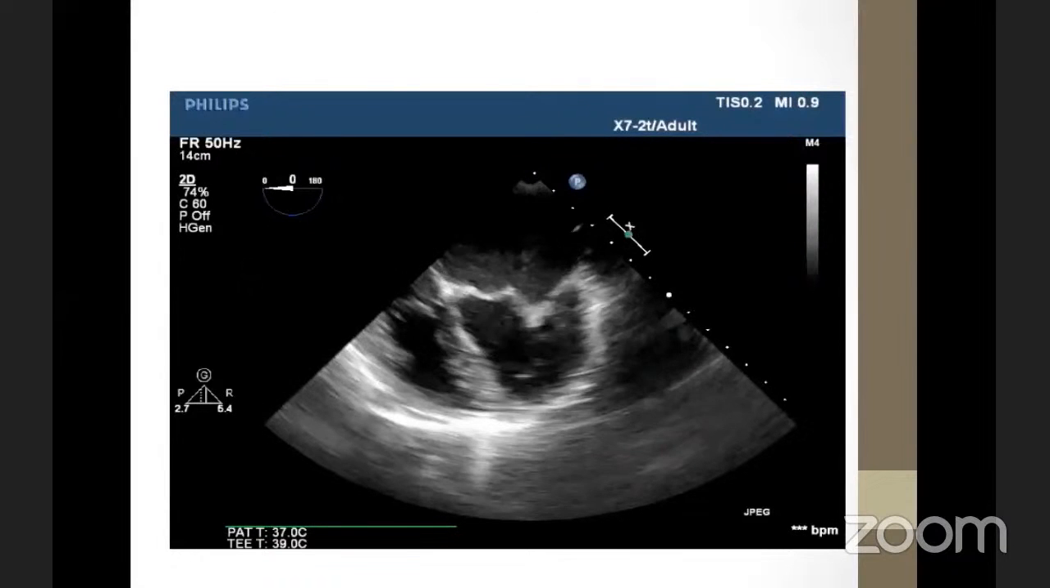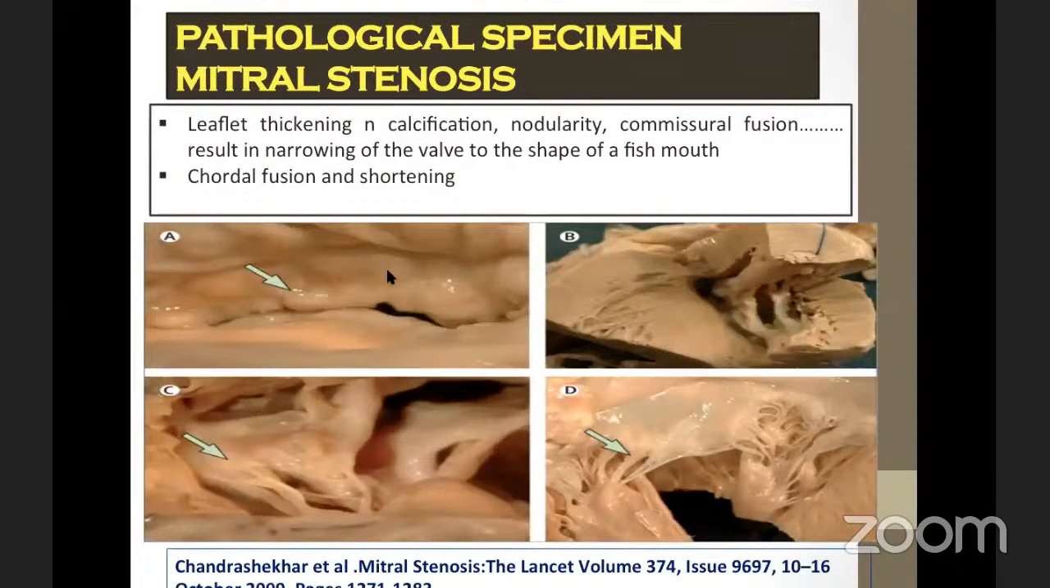So coming to the pathological specimen, as I said, it involves the entire valve. You can see the leaflet is thickened and there is calcification, there is commissural fusion, there is fusion of the chordae tendineae, and there is damage of the papillary muscle. So the valve looks like a fish mouth, and hardly anything can go through.